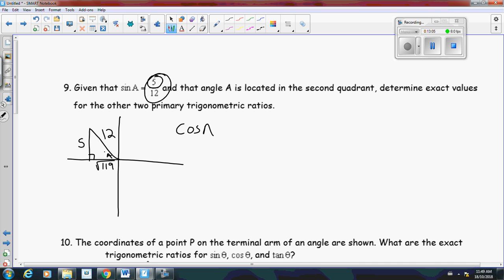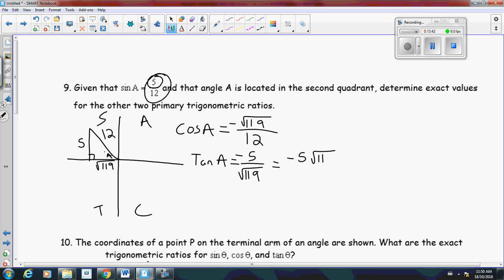So now we can find the cosine ratio here. It's the adjacent side, which is square root 119, which can't be simplified, over the hypotenuse, which is 12. Only sine is positive in this quadrant, so we need to make that negative. The tangent of that angle, we take the opposite side, which is 5, over the adjacent side, and we also need to make it negative because only sine is positive there. If we want to rationalize this here, we would end up with this.